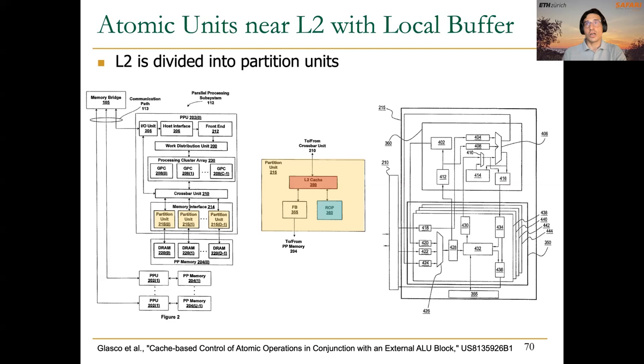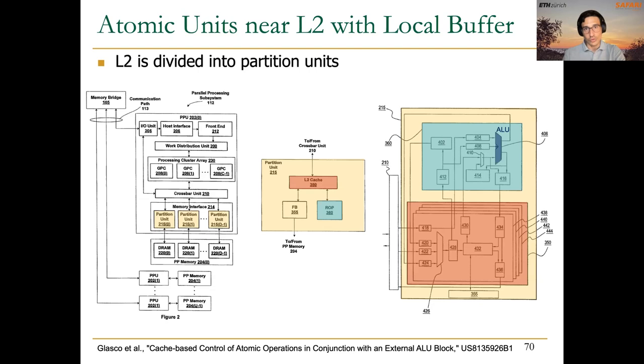Here we can take a closer look. This is the partition unit, this is the L2 cache, and here we have the ROP. If we take an even closer look at the ROP, we can see here an ALU to execute the operation itself, for example, an addition, and here we can identify the local buffer. A good thing of this hardware is that if we have two threads executing concurrently that want to update the same global memory location, and assuming these values are already in L2, because we have brought a cache line to the L2, so the caching is already in L2, but now we have two concurrent threads that want to update the same location in this cache line.